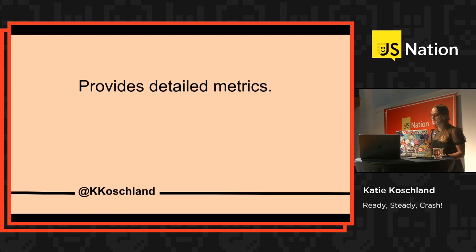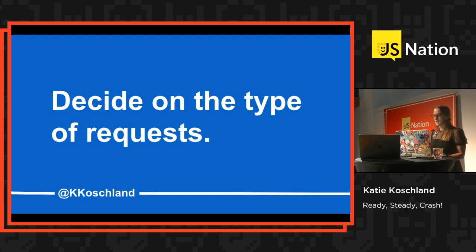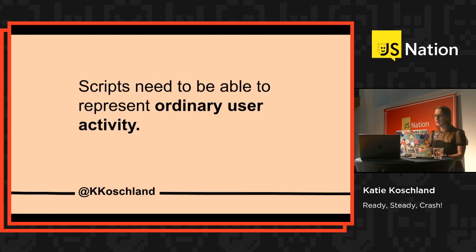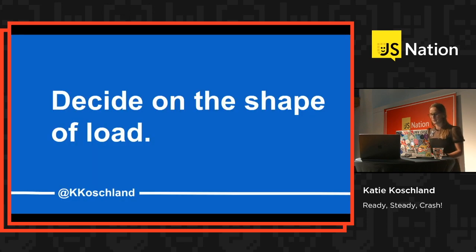So once you've decided the testing framework that's suitable for your application, then you need to think about what type of requests could be hitting your application. Your test scripts need to be able to represent ordinary user activity. Think about the common user journeys on your site and try to capture those types of requests that the user's making. This way, you can replicate the exact behavior in your script so your virtual users are making the same requests as your real-life users.